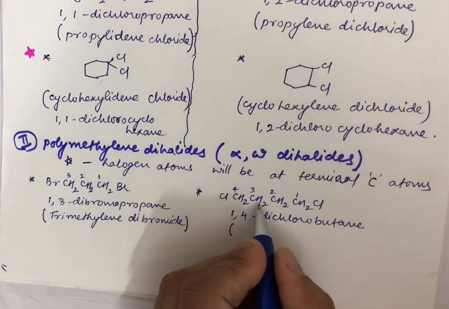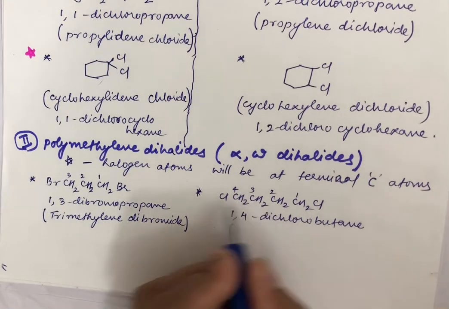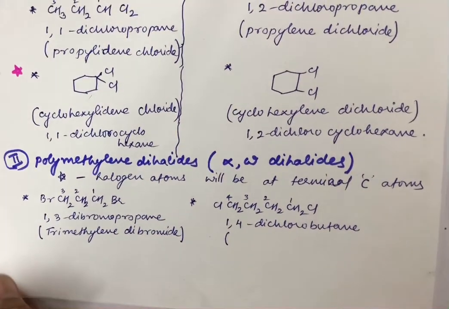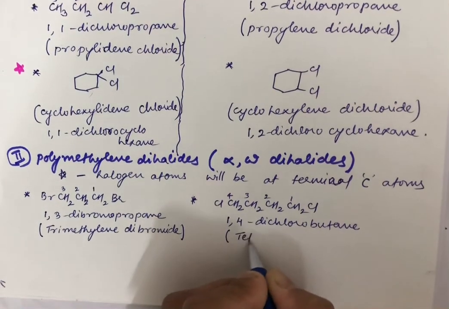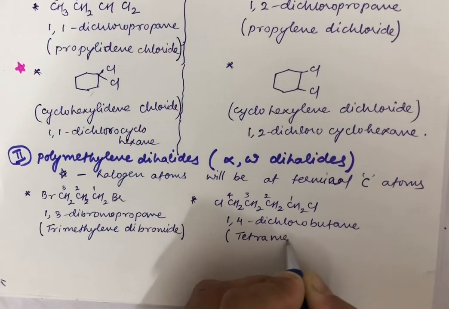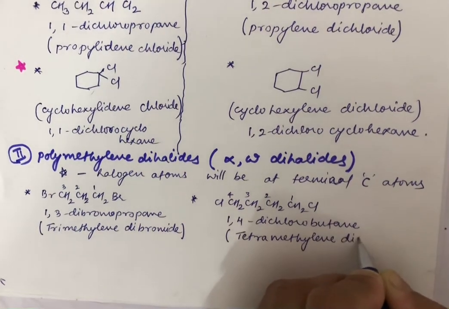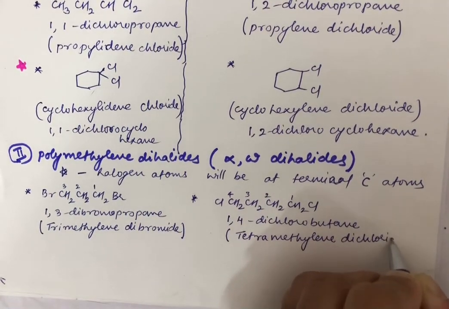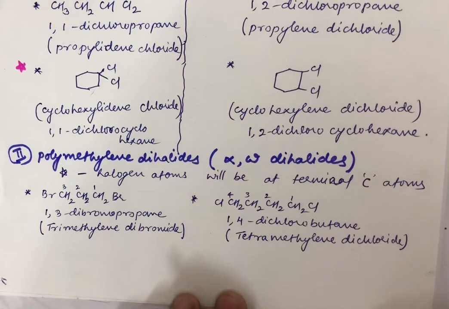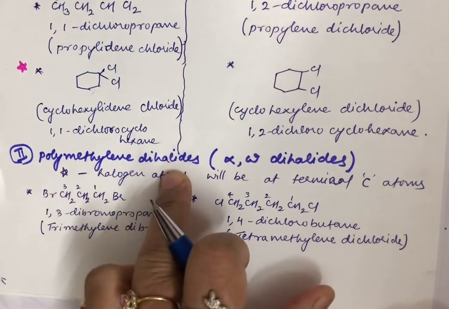Okay. But commonly, how do you name it? You name it based on the 4 methylene groups at the center. 4 methylene groups are there at the center. So you will name it as tetramethylene dichloride. I hope with these two examples you are able to understand what methylene, polymethylene derivatives are.